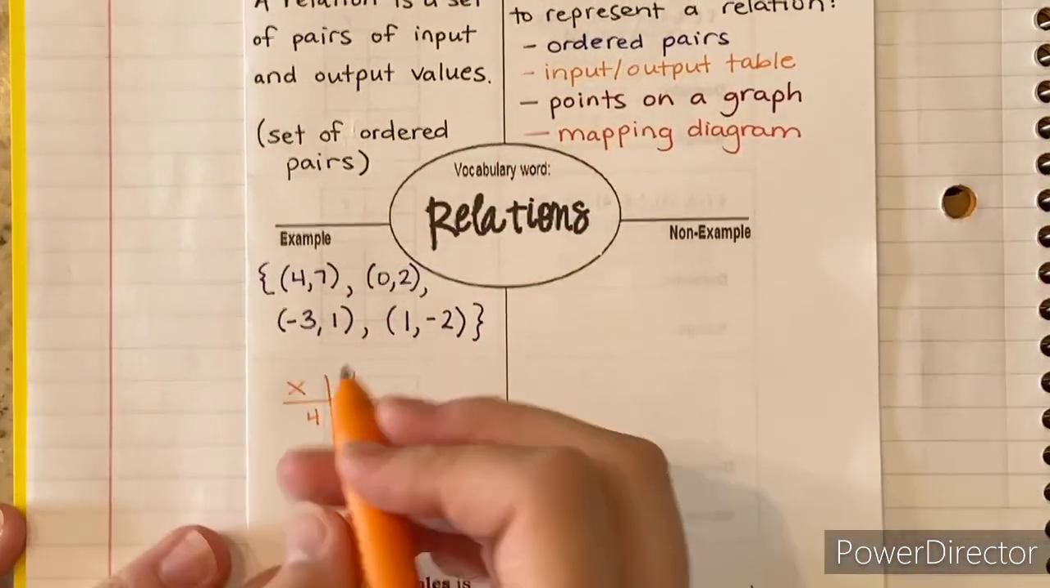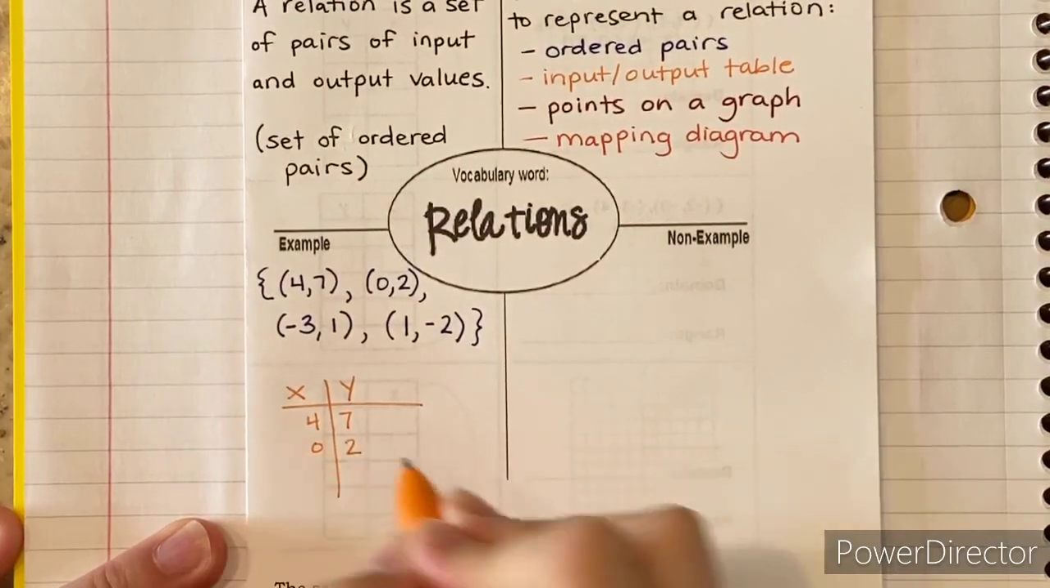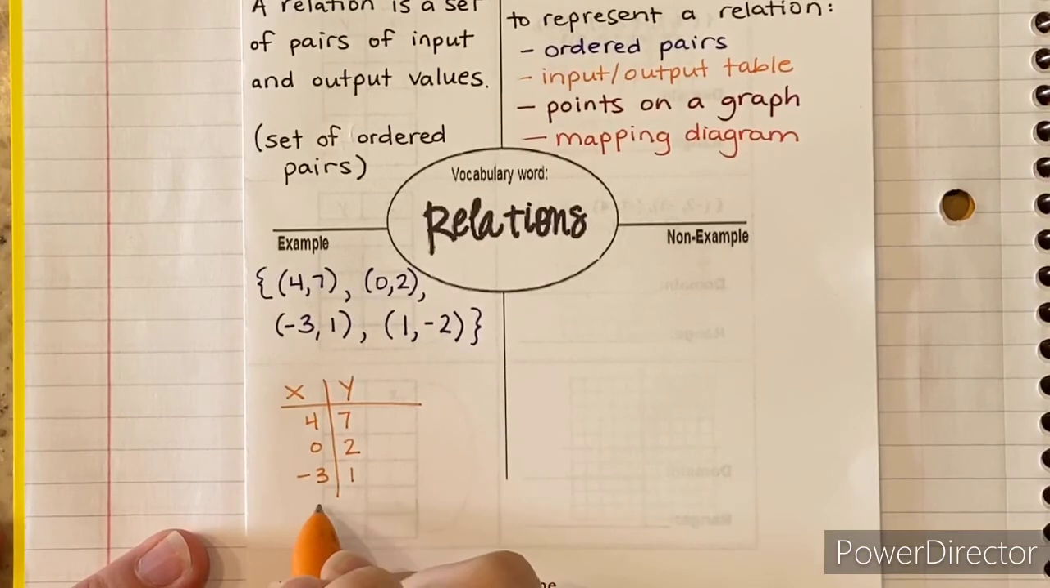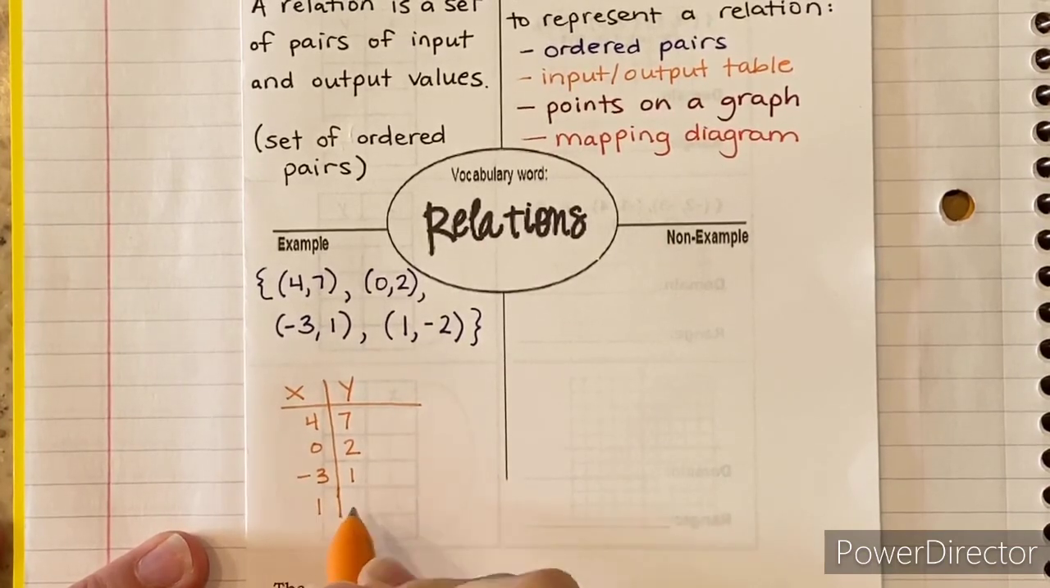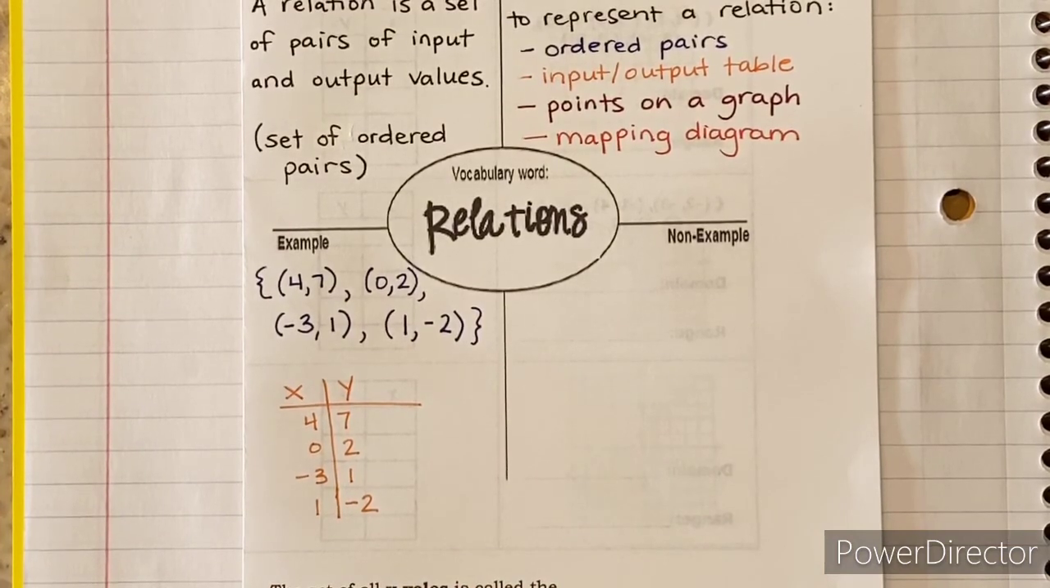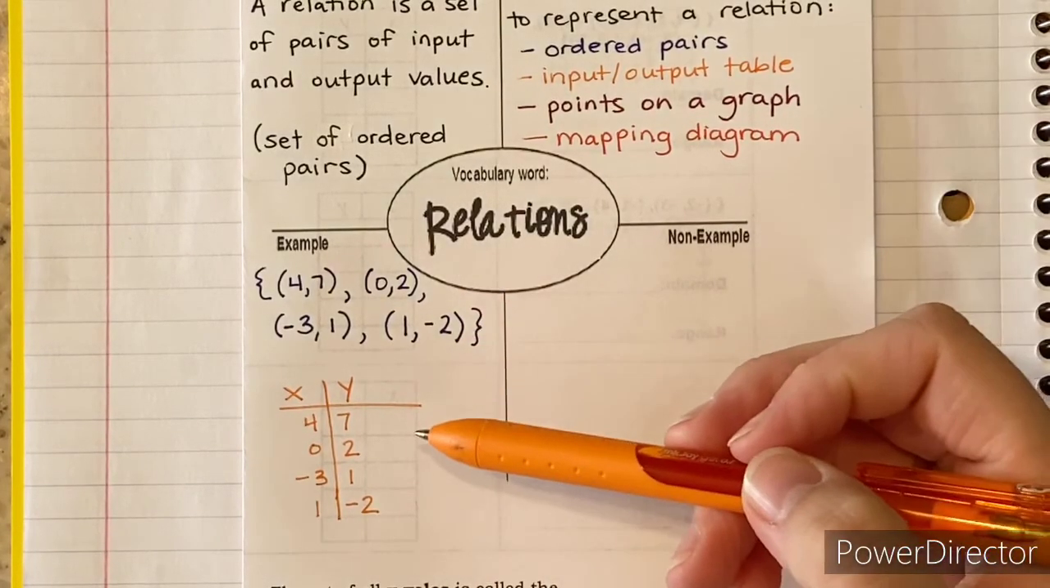And then the next one, we have 0, 2, -3, 1, and then 1, -2. And there you go. So relations deal a lot with ordered pairs. It's different ways that you can write out ordered pairs.